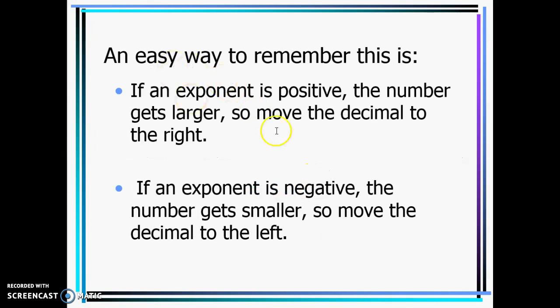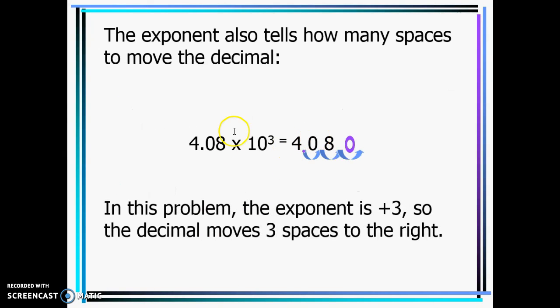Okay. So remember what's going to determine what direction you're going to move the decimal point is the exponent. If the exponent is negative, then it's going to be a number less than 1, and so you're going to move it to the left. If it's a positive exponent, it means that it's going to be a number greater than 1, and you're going to move it to the right.